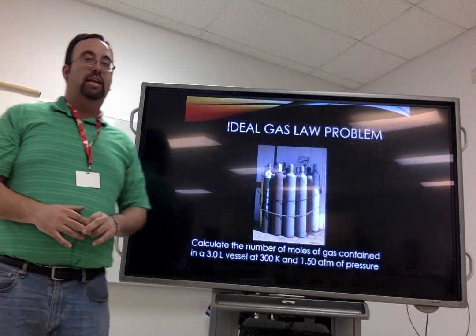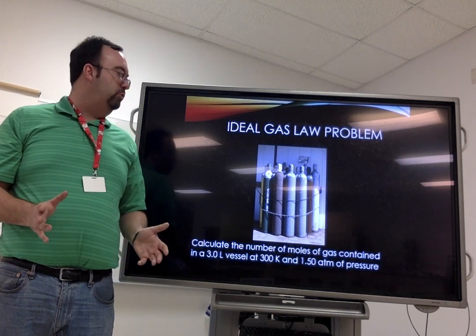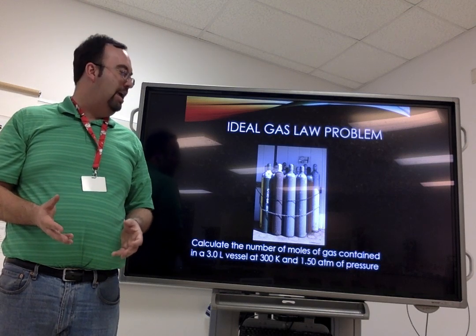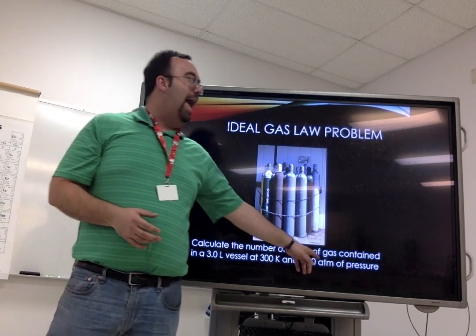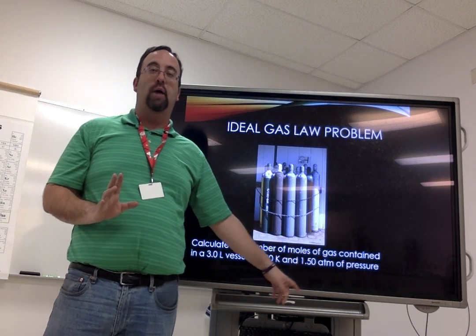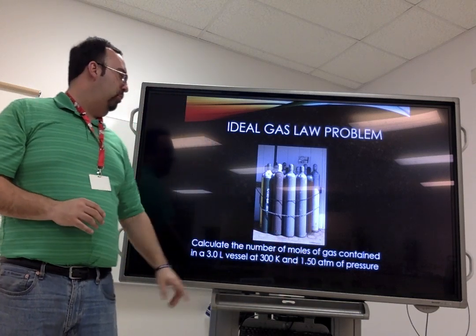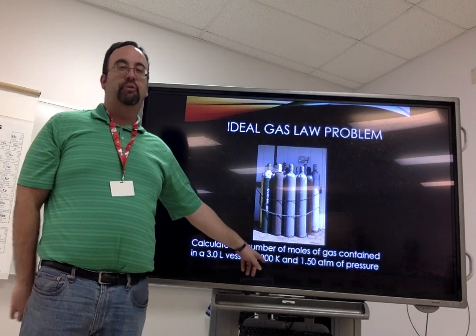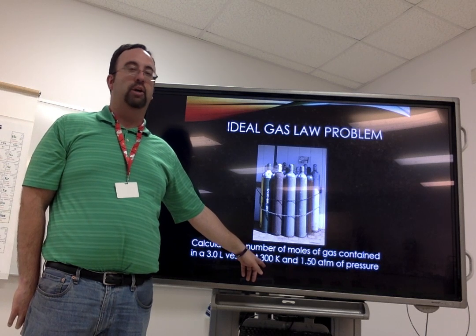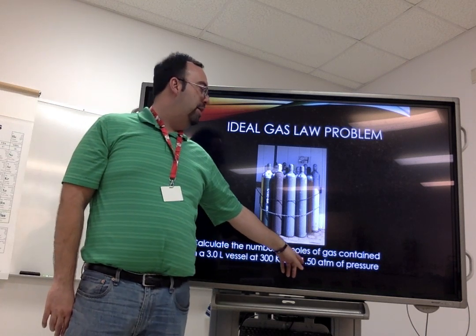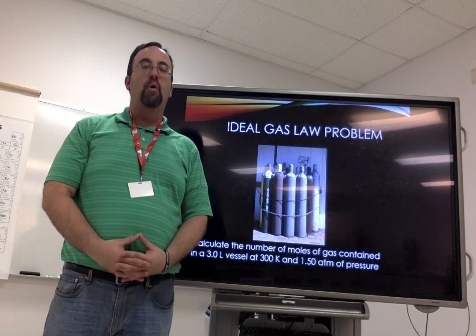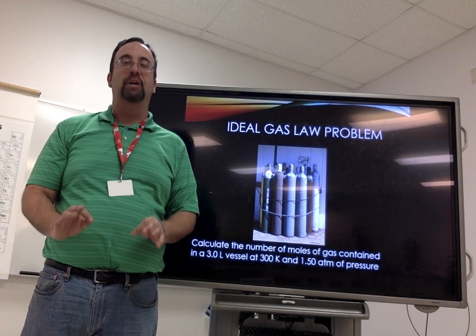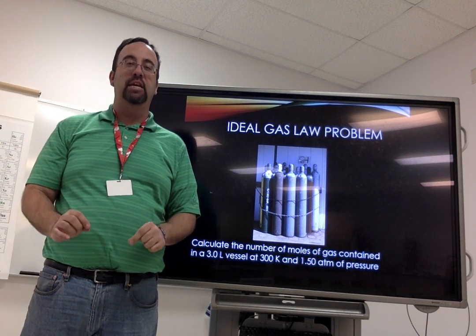Let us calculate the number of moles of gas contained in a 3-liter vessel at 300 K and 1.50 atmospheres of pressure. All right, and you'll see that we're looking for what? We're looking for the number of moles. We're given the liters. Our temperature, fortunately, is already in Kelvin, so we don't have to go through that conversion. And we're told that the pressure is 1.50 atmospheres. Again, the pressure unit is important because that tells us which of the three gas constants we need in order to do this.